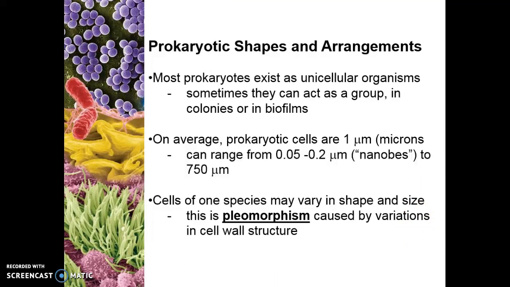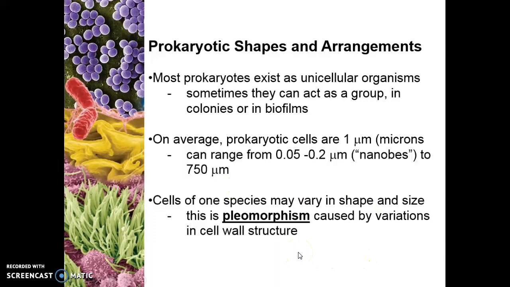Most prokaryotes, the bacteria cells, and archaea in this case, but prokaryotes in general, exist as unicellular organisms. They can sometimes work together and act as a group, which you might see in a colony on a petri dish, or in biofilms. Prokaryotic cells are very small, about 1 micrometer to 750 micrometers. So there is a big range of size of individual prokaryotic cells.